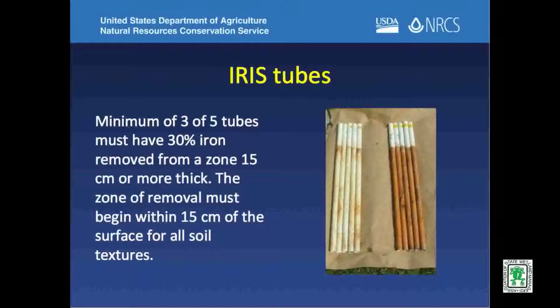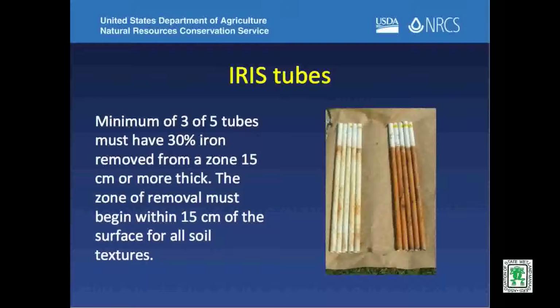Okay, so iris tubes. If you choose to use iris tubes to identify that your soil is going anaerobic, these are PVC pipes that are painted with an iron oxide coat. You stick them in the ground, and basically, as the redox processes go on, you create a redox depletion on the tube if the soils are going anaerobic. The iron is actually removed from the tube.